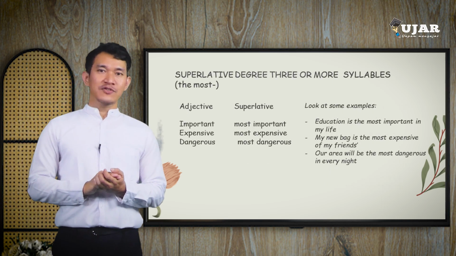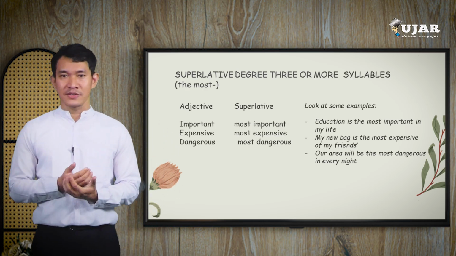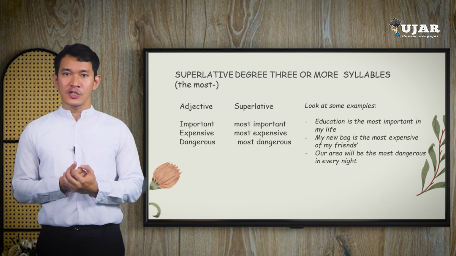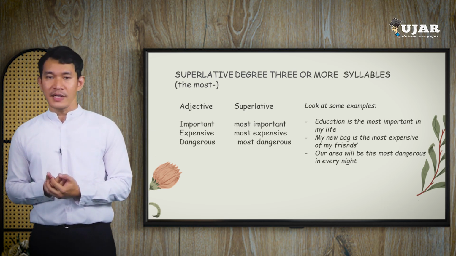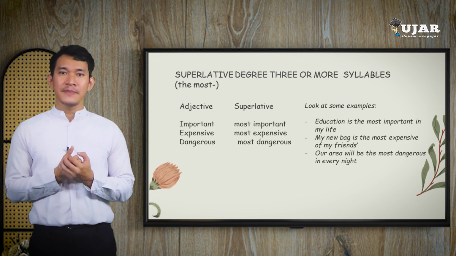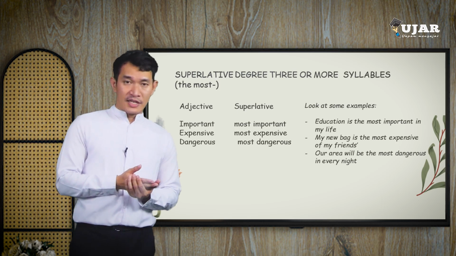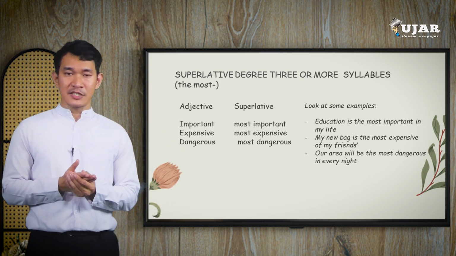The last type of superlative degree is the superlative degree of three or more syllables with the most. Adjectives with three or more syllables form the superlative by putting most in front of the adjective. For example, important becomes the most important, expensive becomes the most expensive, dangerous becomes the most dangerous. Look at some examples below.